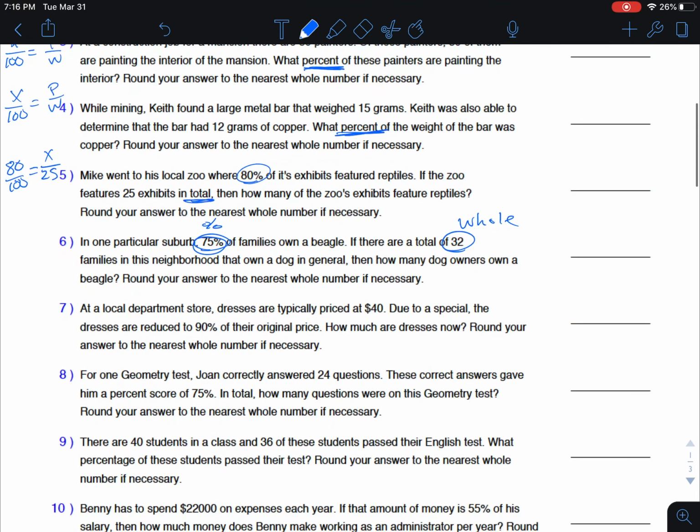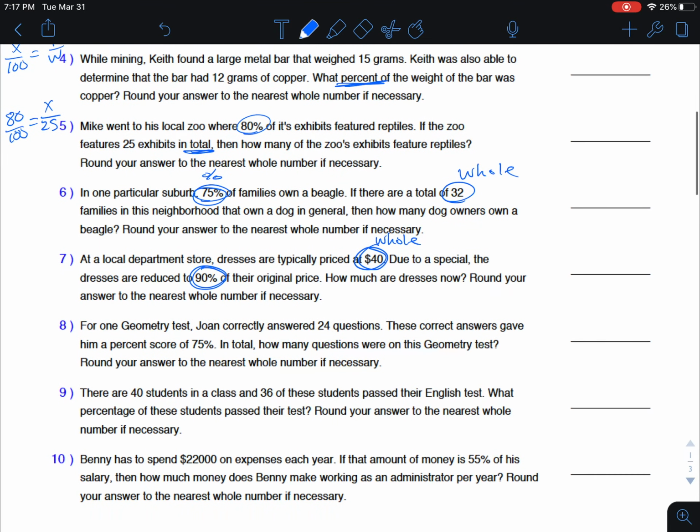At a local department store, dresses are typically priced at $40. Due to the special, the dresses are reduced to 90% of their original price. How much are dresses now? So you've got your percent, right? And you've got your whole. You need to figure out the part.